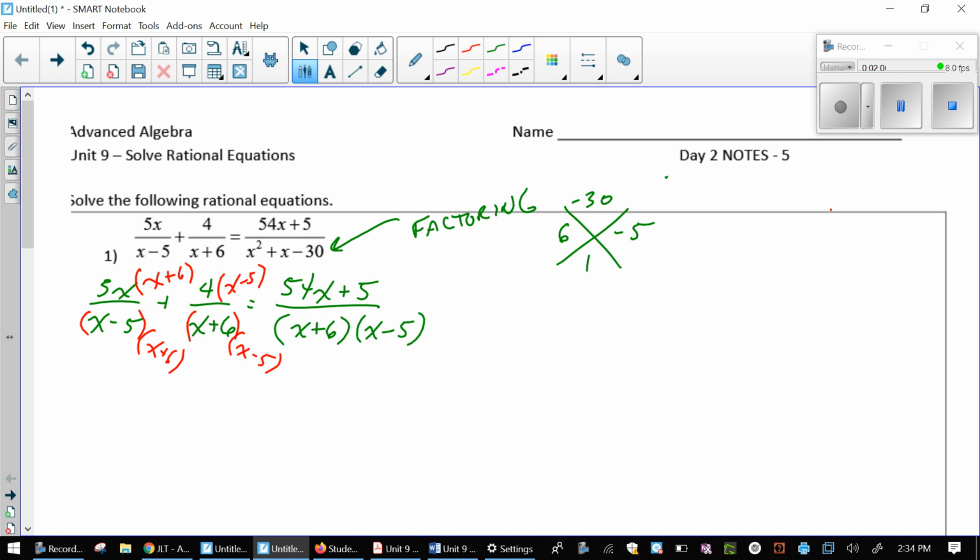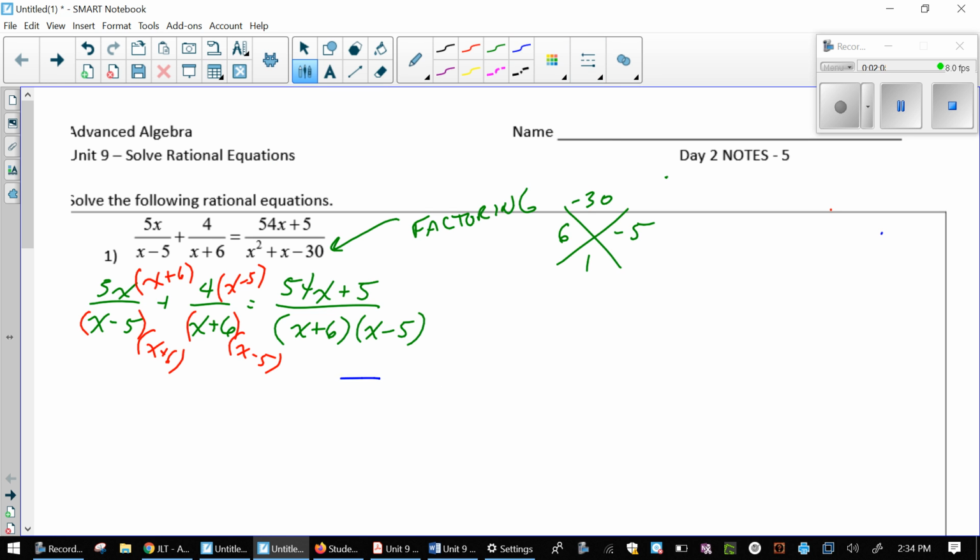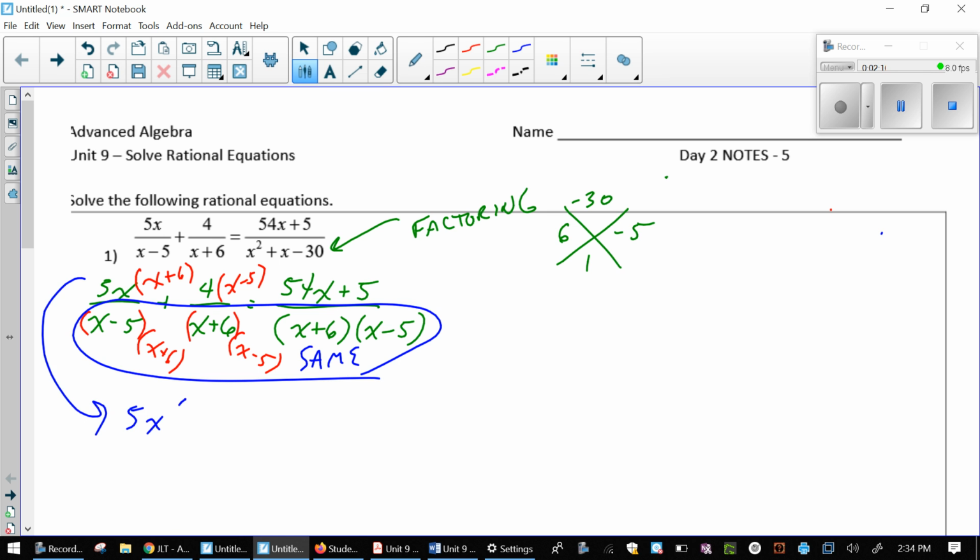Now remember, once we get that common denominator, this is what's new about solving, and this is what's nice about solving these guys. Once we get that common denominator, we can take the numerators and make our new equation. So 5x times x plus 6, and then we have plus 4 times x minus 5 equals 54x plus 5. All right, that looks nice. We got rid of those fractions. We got an equation. Let's go ahead and distribute.